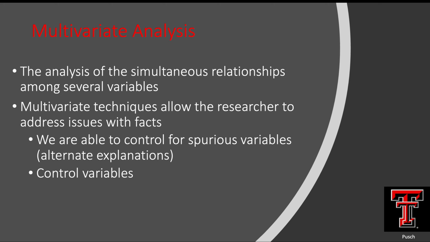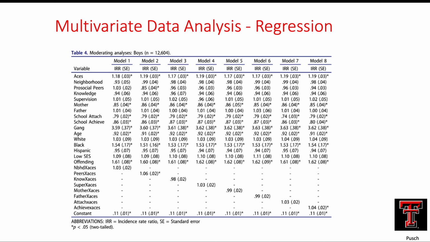So multivariate techniques allow the researcher to address issues with facts. So we're able to control for spurious variables and control variables here, meaning that we can control those relationships with the influence of these other variables that we don't get using the bivariate data analysis. So again, I'm not going to explain how to do any of this. If you go on to grad school, you're going to be doing a lot of this, not to scare you.